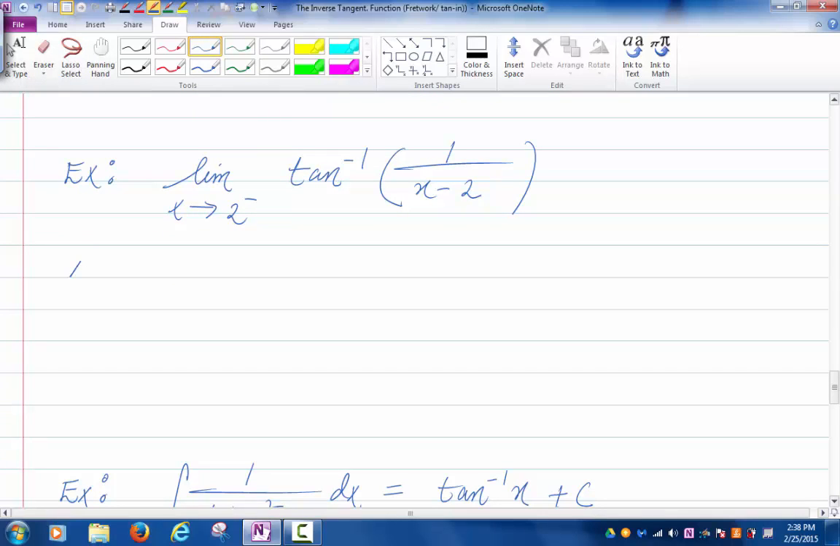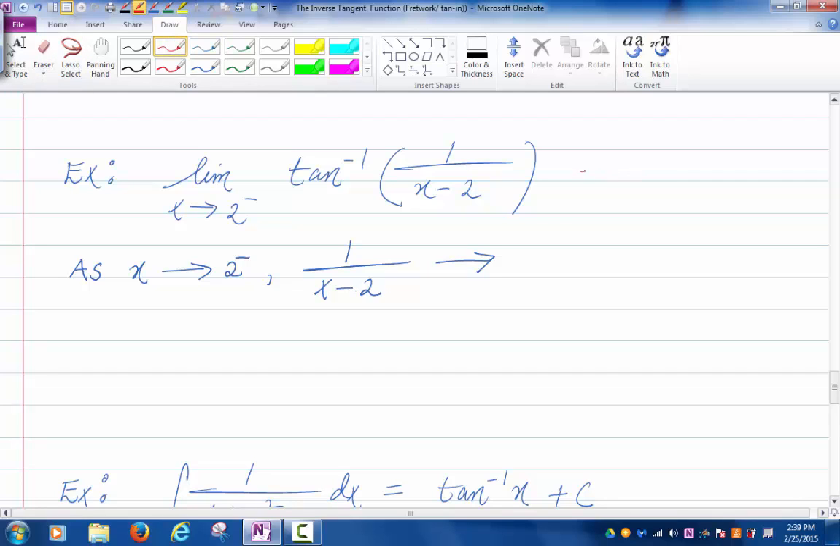Let me write it down this way. As x goes to 2 from the left, can someone tell me what is happening to the quantity within the parenthesis? This is going where? Negative infinity? Yes, it is negative infinity, right? Why? Because think about what is happening to the denominator.